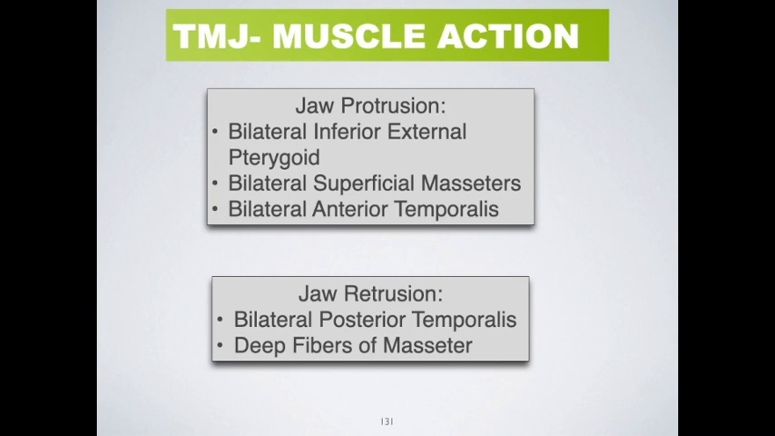Jaw protrusion is accomplished by bilateral inferior external pterygoid contraction, bilateral superficial masseters, and bilateral anterior temporalis. So if you're jutting your jaw forward, these are the muscles that become major players. Jaw retrusion, drawing your jaw back towards your throat, is accomplished by bilateral posterior temporalis division and the deep fibers of the masseter.